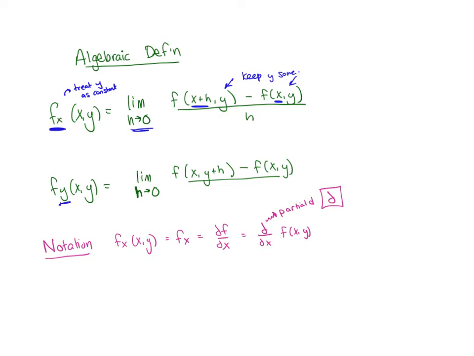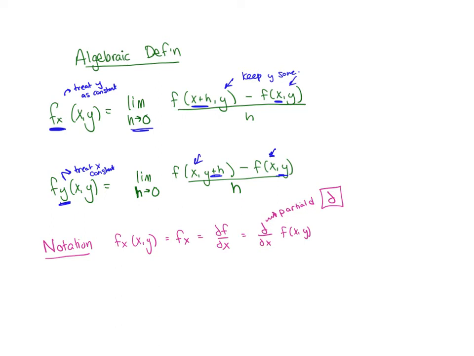If instead I want to do the partial with respect to y, then I just need to treat that x as a constant. So in my limit definition, the x stays the same, and then the y changes by a little bit, and then we should have that h on the bottom still.